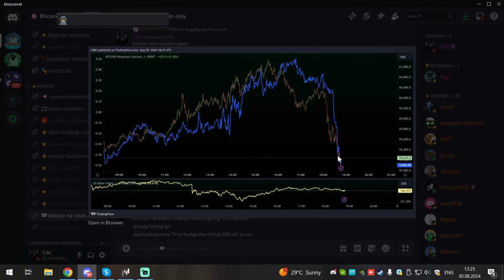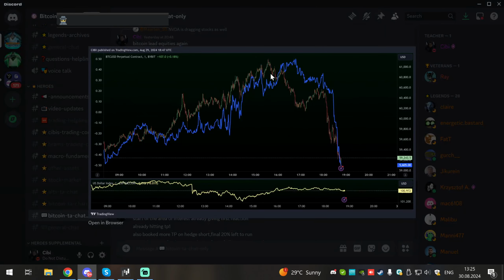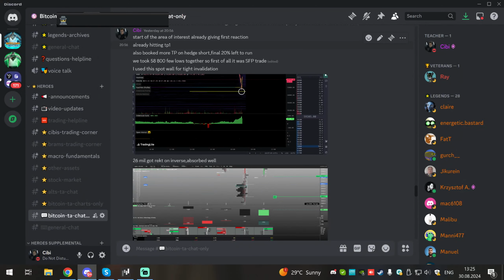Look at that, this was fully driven by the equities and by Nvidia turning negative. That's the thing, you know, the market starts as profit taking and it can actually give up a lot of the gains. So now we are arriving into the area I was giving, still a few $100 higher. Already hitting take profit 1, booked. Now the hedge short, yes.